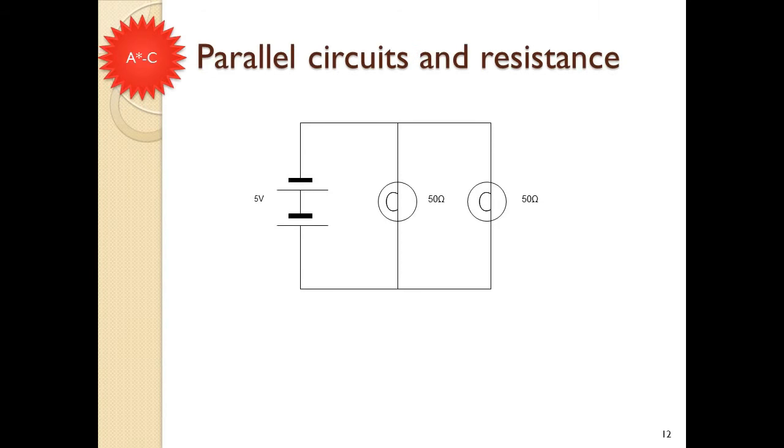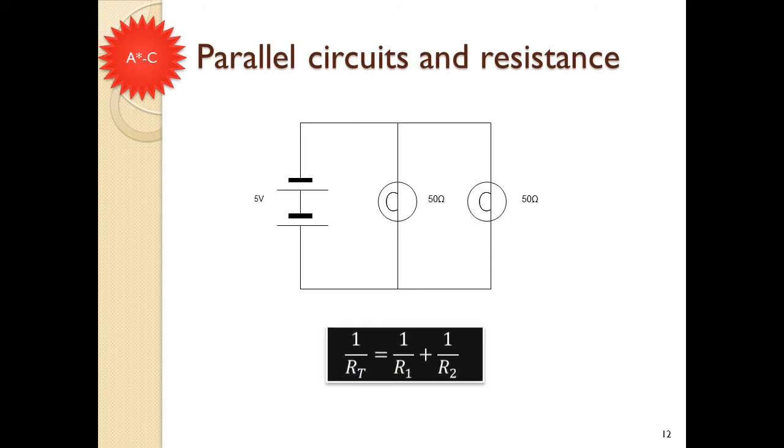As you add more branches to a parallel circuit, the resistance of the circuit goes down. Here, the current can choose one option, or it can choose the other option for the circuit. As the current gets a choice of two places to go, it's clearly easier for electrons at this point because there are now two branches for them to choose. The total resistance of this circuit must be lower than 50 ohms. In fact, it will always be lower than the smaller of the two resistors. To calculate the total resistance, you would use this formula. 1 over the total is equal to 1 over the first branch plus 1 over the second branch.